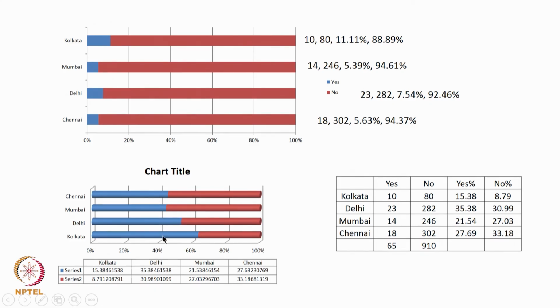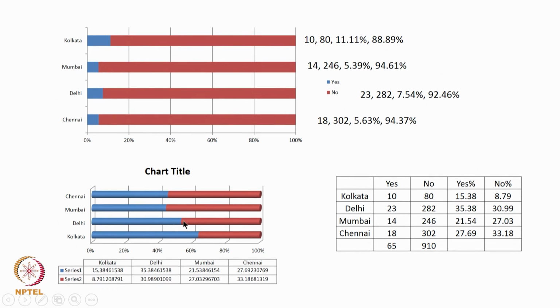If you look at Kolkata, 15% and 8% are here. So, this 15% is the blue, which is here, and the 8.79 is the red. Now, assuming that the total length is 100 or 100%, the length of the blue is actually 15.38 divided by 15.38 plus 8.79, and that comes to about 62 or 63%.